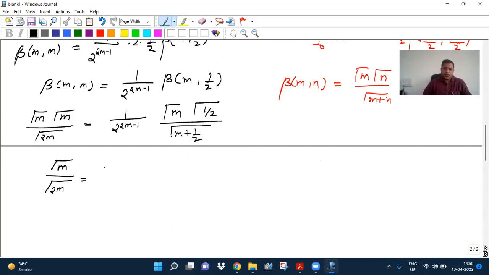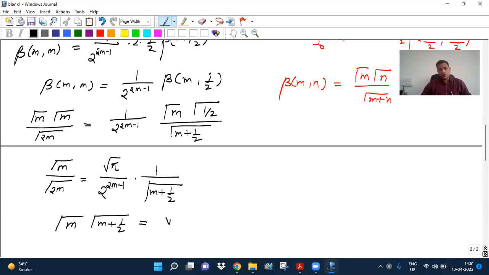So this gamma of half, what is the value of gamma of half? It is root pi upon 2 raised to 2m minus 1, and here we have 1 upon gamma of m plus half. Is that okay? Are you getting this? Yes, sir. So this gamma of m plus half we can take on the other hand side, and this gamma of 2m we can take on the other hand side. So what we can write is gamma m into gamma of m plus half is equal to root pi upon 2 raised to 2m minus 1, into gamma of 2m.